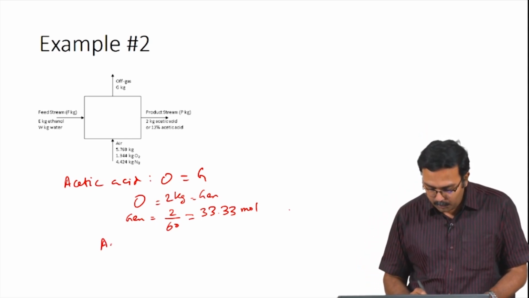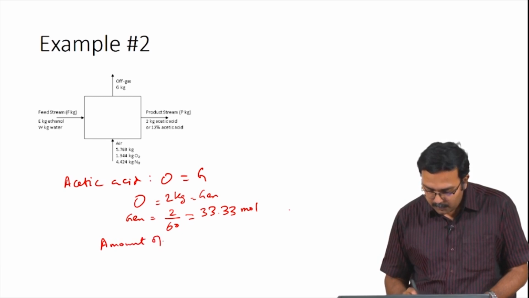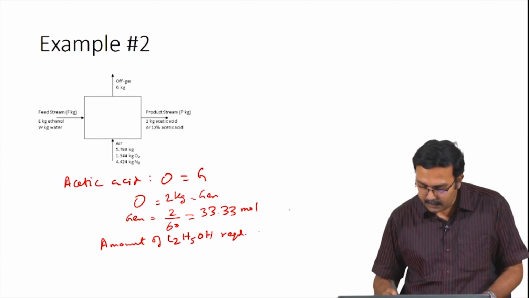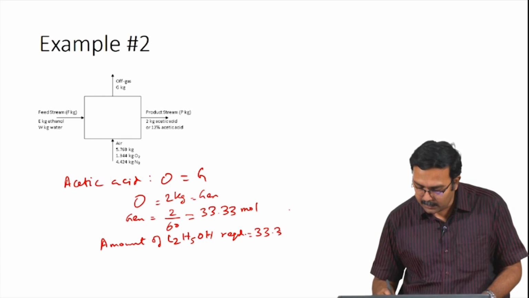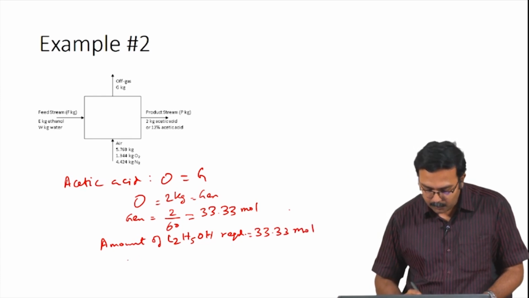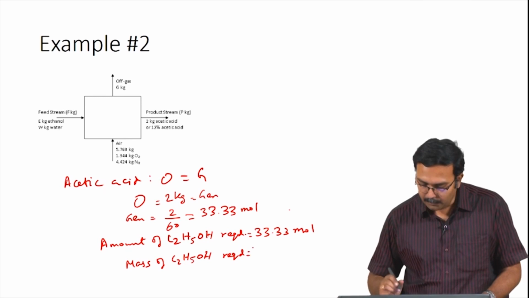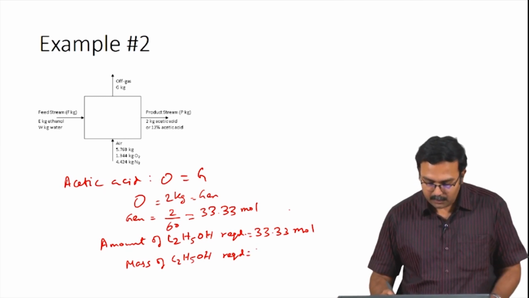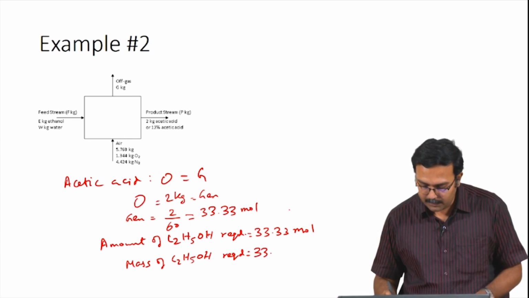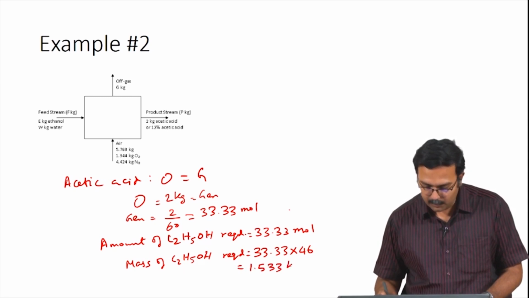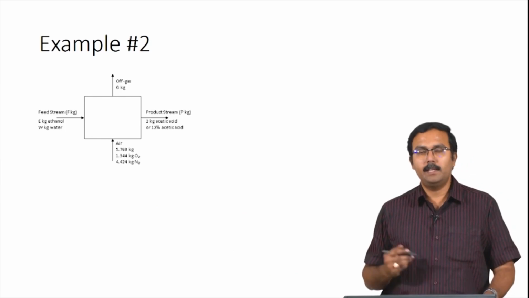So, amount of C2H5OH required is 33.33 moles. So, to calculate mass of ethanol required, we would multiply this with its molecular weight. So, thereby we get 33.33 times 46, giving you 1.533 kilograms. Now, we move on to the next part of the problem.